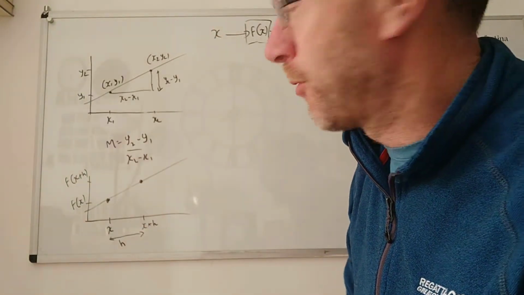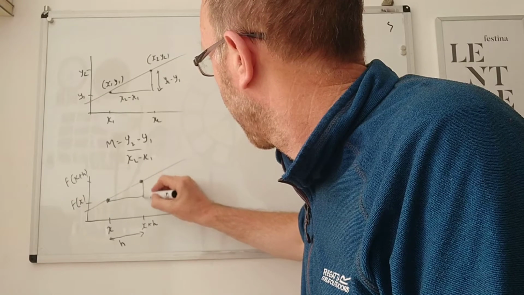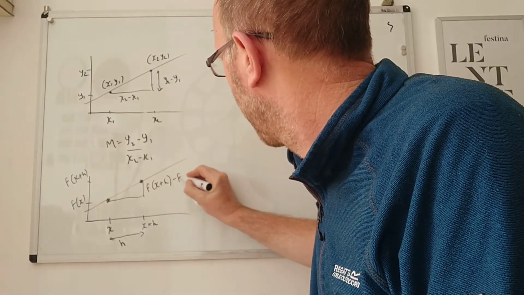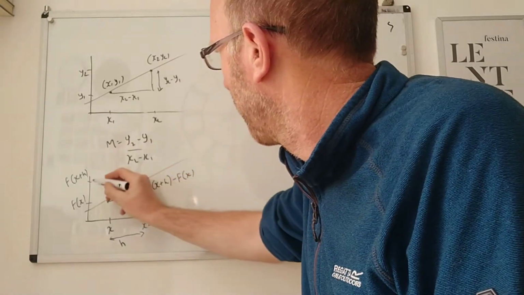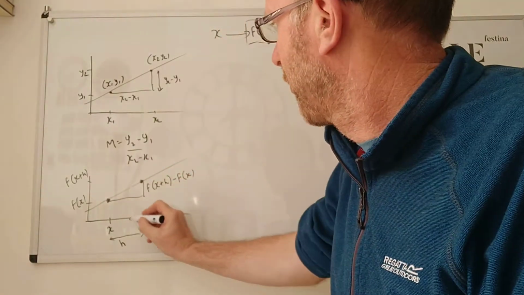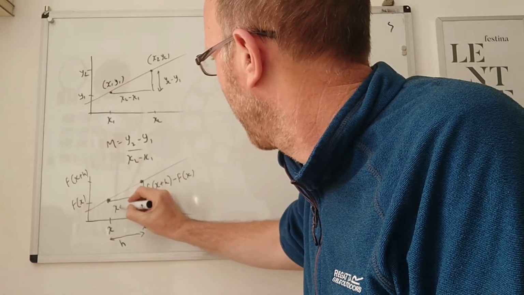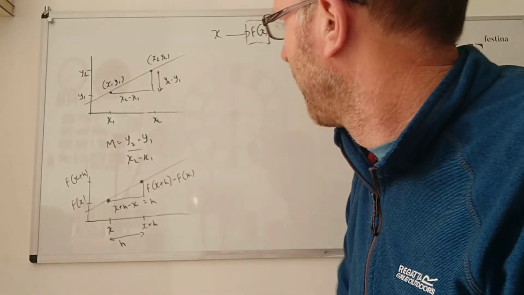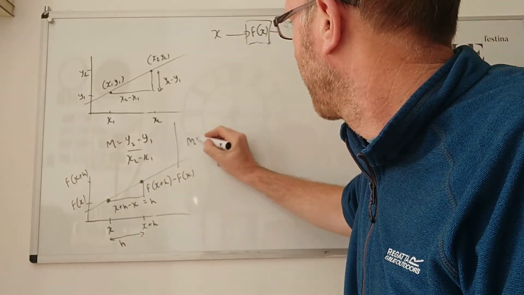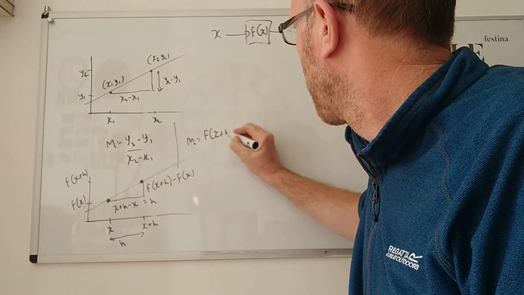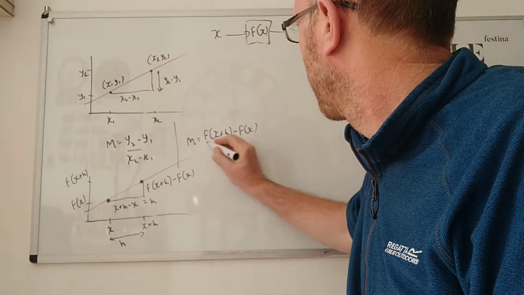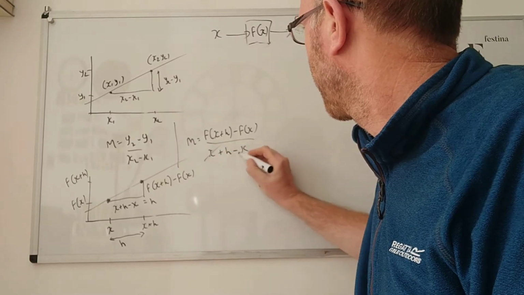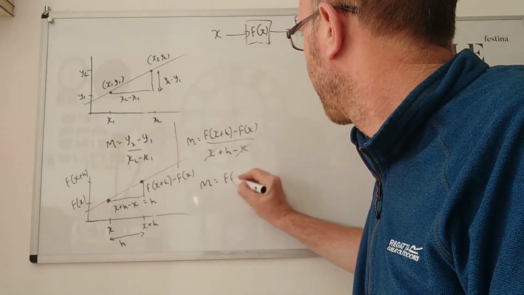So we do a rise over run again. The rise is f of x plus h minus f of x, that value for y minus that value. And the run is x plus h minus x, which is obviously that distance here, which we've just said is h. So our slope formula becomes f of x plus h minus f of x over x plus h minus x, which just becomes h.